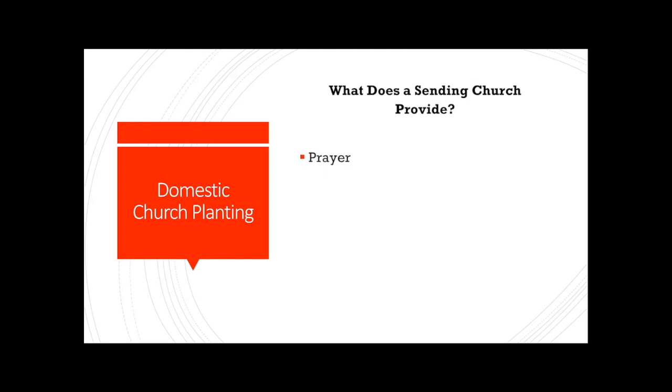The first thing that the church needs to provide is prayer. In the same article that we looked at yesterday by Mac Lake, he identified six things a sending church should provide. The first thing a sending church should provide is prayer. They should engage their congregation in praying for the church planter, for his family, for the specific needs of the church plant, praying for the lost in the community.